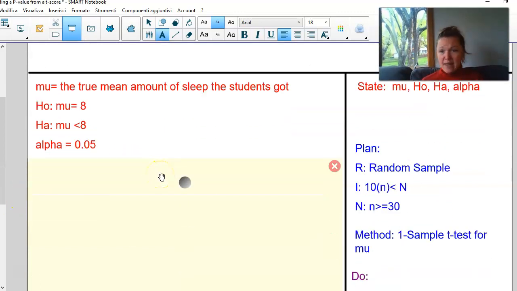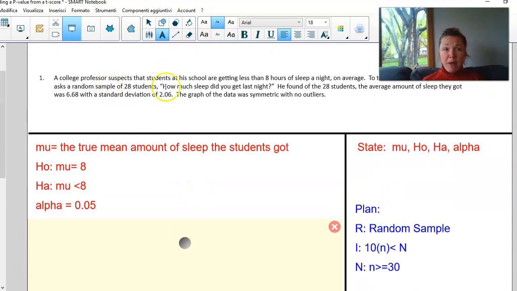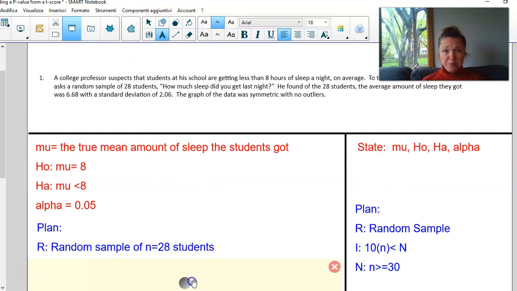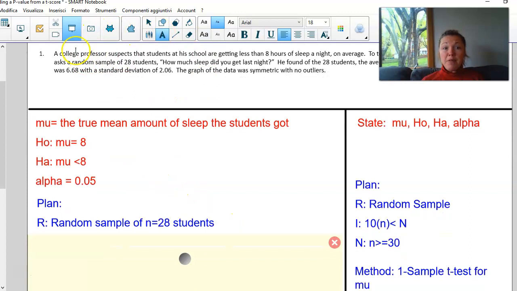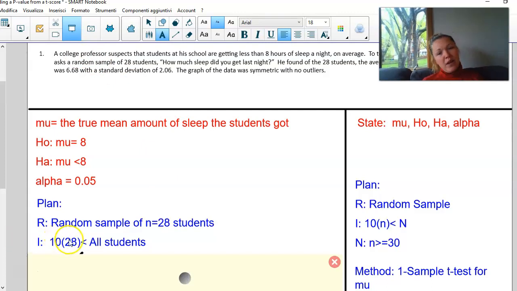We're back to the plan. RIN: random, independent, normal. It does say that we have a random sample of 28 students. It's a college professor, and we're going to assume that college is quite large. So we say 10 times 28, 280, is less than all students. Again, that comes from 10 times the sample size being less than the population size.